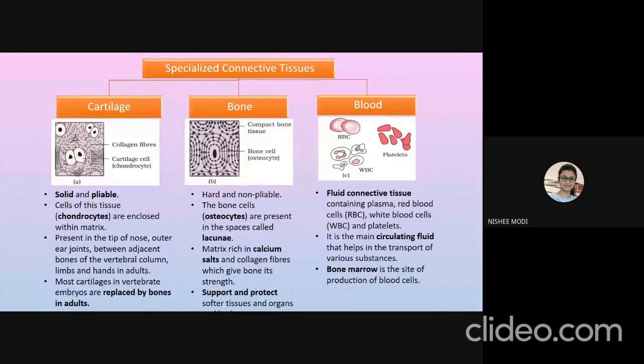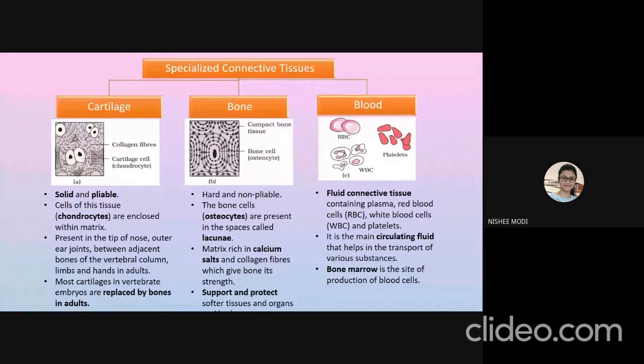Now specialized connective tissue: cartilage, bone, and blood. First, cartilage is solid and pliable, meaning flexible. The cells of this tissue, called chondrocytes, are enclosed within the matrix, and chondrocytes also secrete the matrix. Cartilage is present in the tip of the nose, outer ear, joints, between adjacent bones of the vertebral column, limbs, and hands in adults. Most cartilages in the vertebrate embryo are replaced by bones in adults.